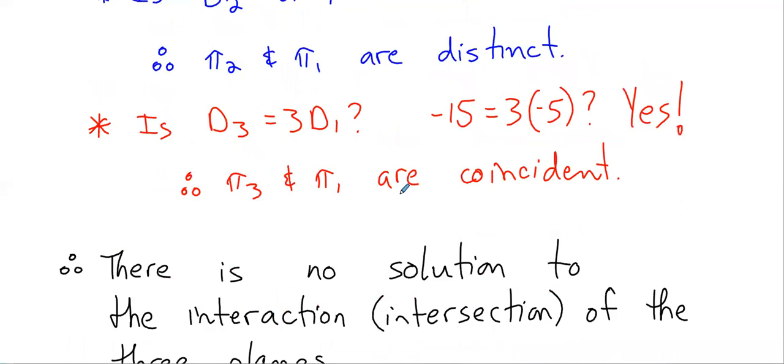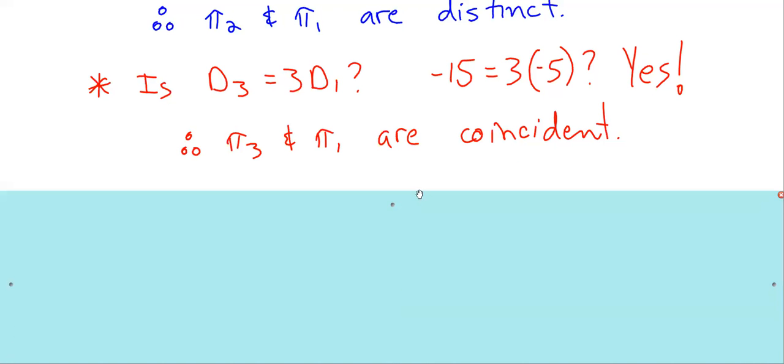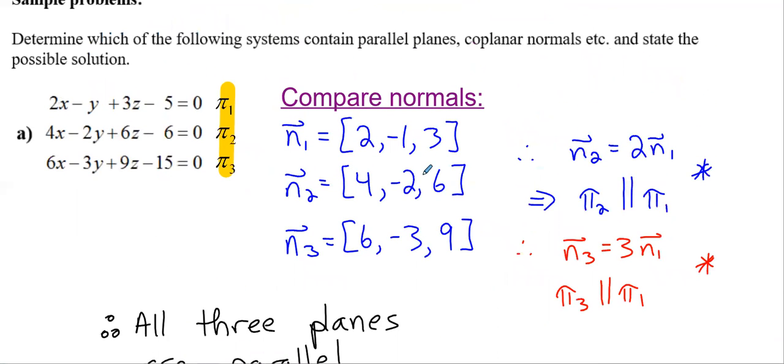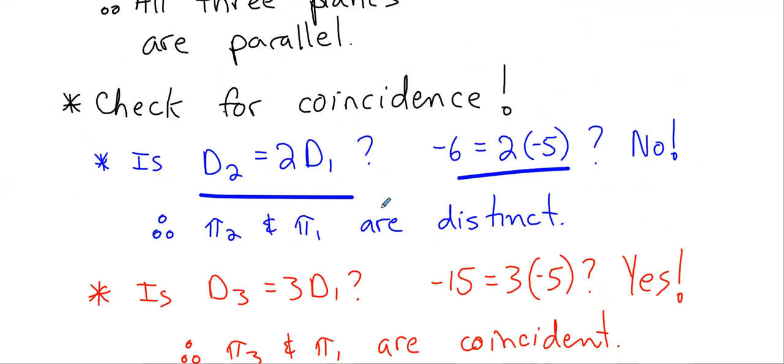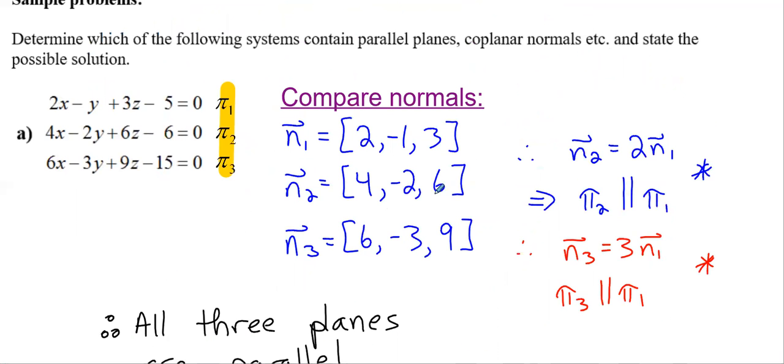All right, now to take a look at this coincidental business. This is a situation where, if you're told that these planes do not intersect in a particular way, you can jump right into the scalar multiplications of the d values. You may be told sometimes that two of these planes are distinct and the other one isn't. Well, then you can go through some proof. All of this work is basically proof of the statements that you're given in certain questions.